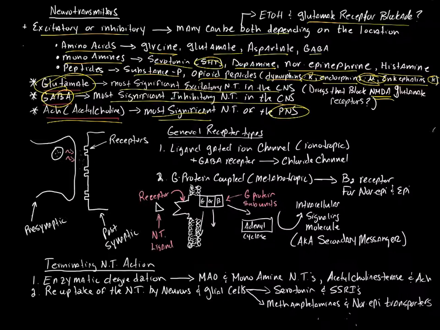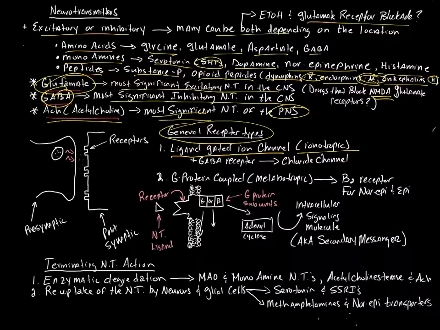All right, so what I want to do now is talk about the receptors for some of these neurotransmitters. There are two general types of receptors. There are what we call ligand-gated ion channels. These are also known as ionotropic receptors.